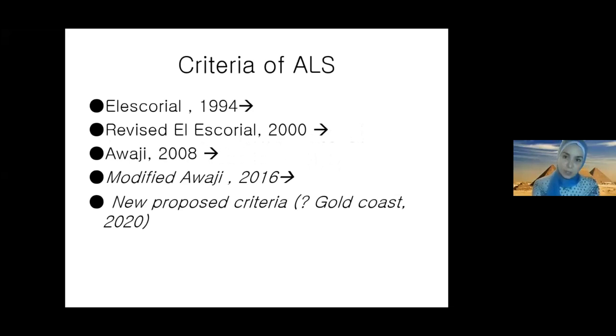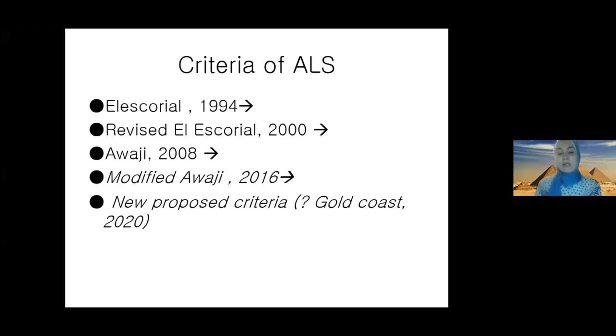What are the criteria of ALS? As you can see, the criteria of ALS have been changing. First, they started with El Escorial in '94, and then changed to revised El Escorial in 2000. What's the difference between revised El Escorial and El Escorial is that they added the category of clinically probable laboratory supported, which is basically if the EMG is positive.